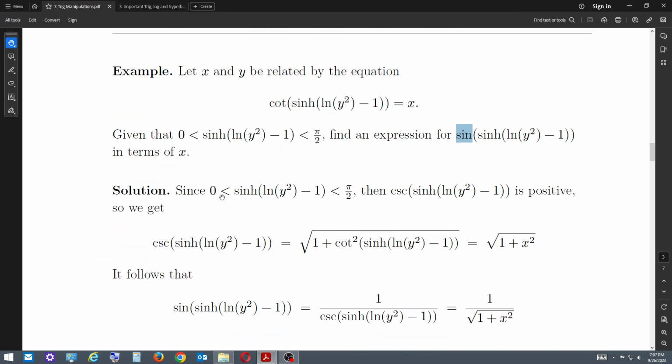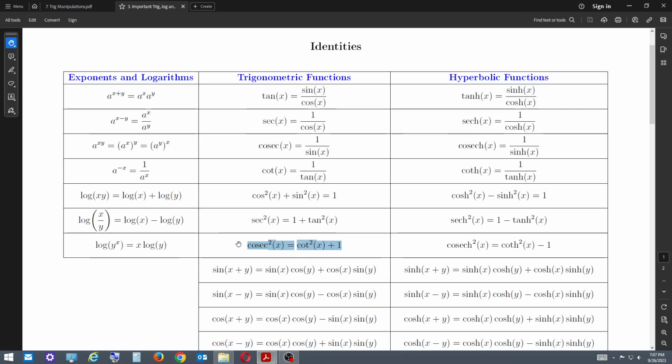So we'll do that. First of all, the angle is between 0 and 90 degrees, so cosecant of the angle is positive. We can take the identity mentioned and make cosecant the subject of the formula by taking the positive square root of both sides.